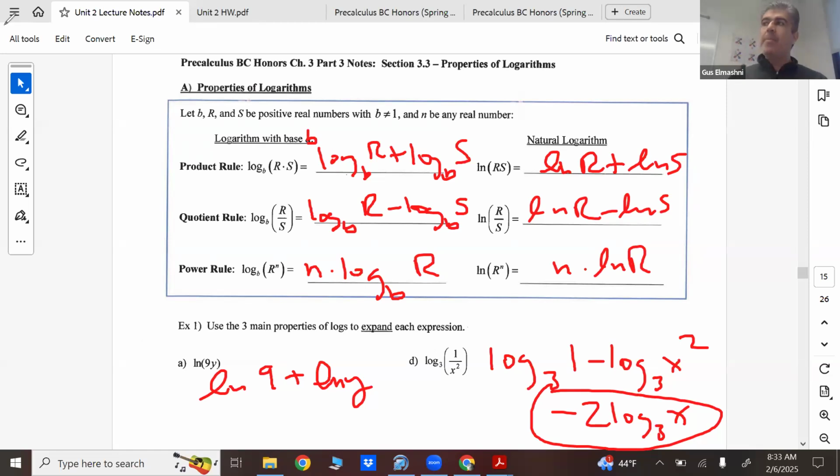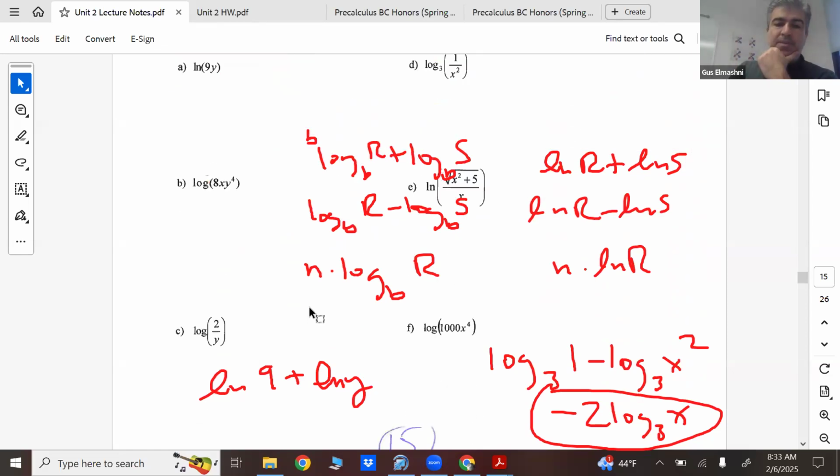But what I really care more about is condensing. Condensing is actually more crucial because when we solve log equations, or even in calculus, when you have a bunch of log expressions and you have to apply some calculus principles, you need to simplify it first. And the condensing allows us to do that. But expanding is just good so you know the properties, so you understand how they work. But now we're going the other direction. Log base 3 of 1 is 0.